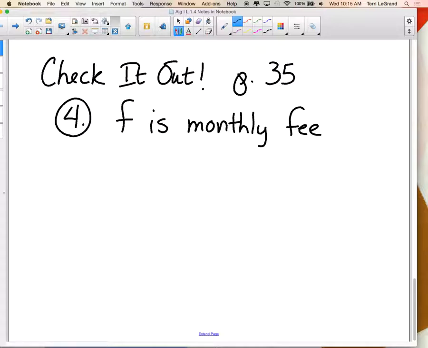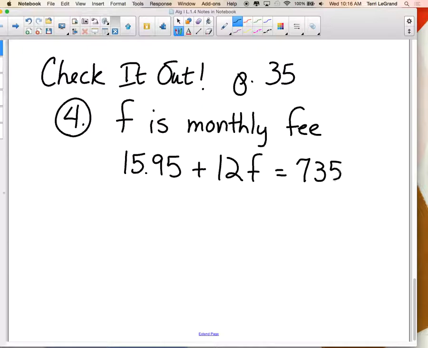Okay, who thinks they can tell us what the equation might be for this one? Go ahead, try and write something down in your notes. AJ? 15.95 plus F times 12 equals... Can I make that 12F? Yeah, thanks. Equals $735.95. By the way, in your equation, you can leave the labels out, okay?